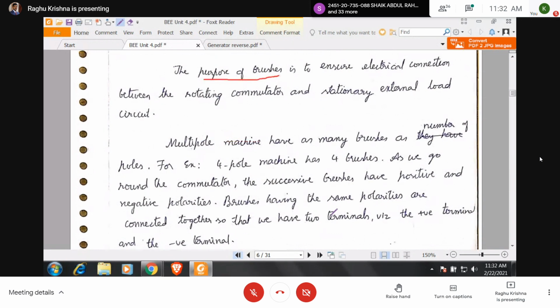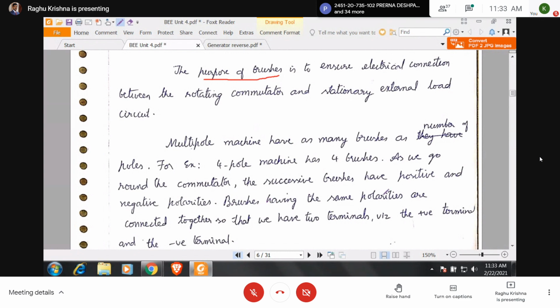So let us take a multipole machine. A 4-pole machine is called a multipole machine. A multipole machine has as many brushes as the number of poles. For example, a 4-pole machine has 4 brushes, and opposite brushes will be connected in parallel. As you go around the commutator, the successive brushes have positive and negative polarities: one positive, another negative, positive, negative. Like this, you are going to have the polarities.